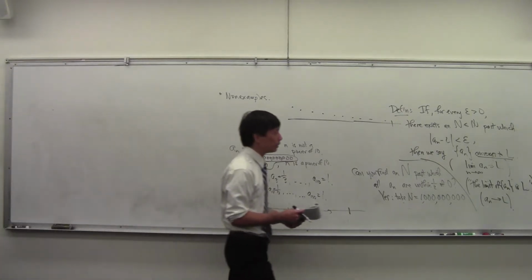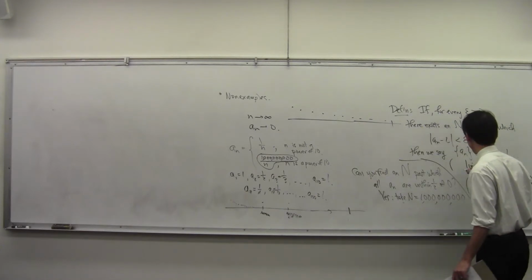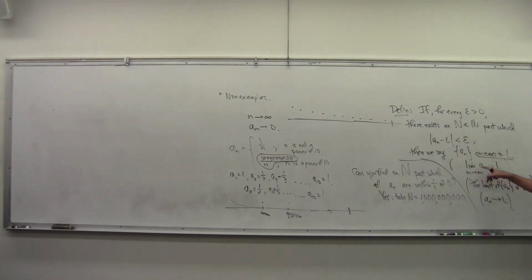There are different notations, and these are all valid. People write the limit of a sub n as n goes to infinity is L, or that a sub n goes to L. And sometimes, to make it clear, people write n goes to infinity on top of that. Not necessary. Typically, you know that n is going to go to infinity. A sub n goes to L.